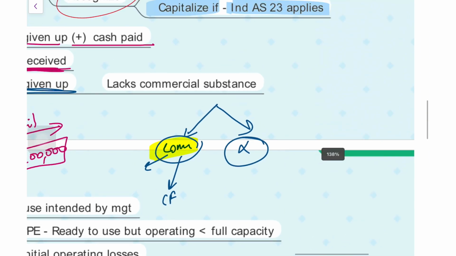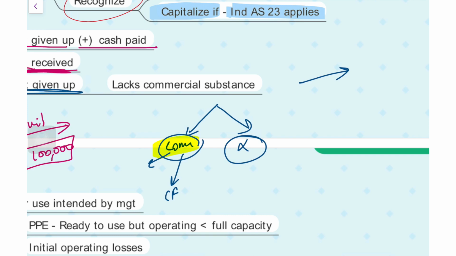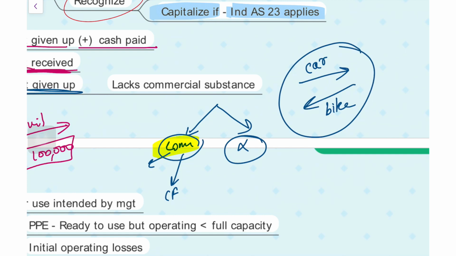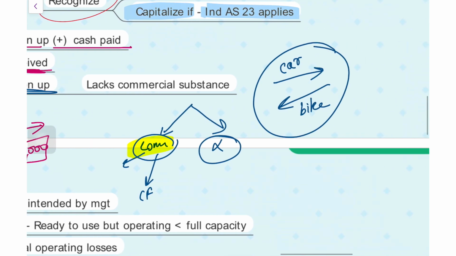Now there might be a case when there is no commercial substance. Suppose you have given your car to one company, and they have given you their bike in return. Here you are not expecting any commercial substance out of this transaction. Rather, you just want to test how the bike works, or that company just wants to test how the car works. There's no benefit or future cash flow you're expecting from such an exchange, so it is a transaction that lacks commercial substance.